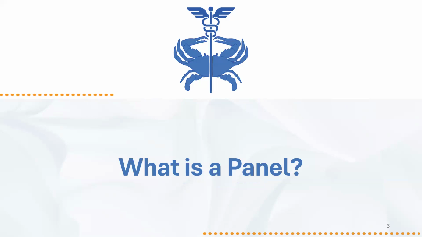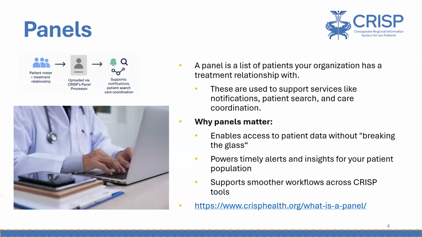So I'll start here talking broadly about what panels are, since it's a little bit of a nebulous term and there are some other terms that we also use interchangeably with panels. I just want to make sure that folks have a good idea of what panels are and why they're important to our organization. Put simply, a panel is a list of patients your organization has a treatment relationship with. These are usually pulled from your electronic medical record for the past 18 months, and you can think of it as your active roster of patients.